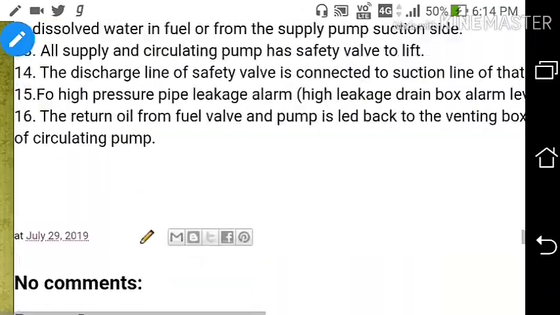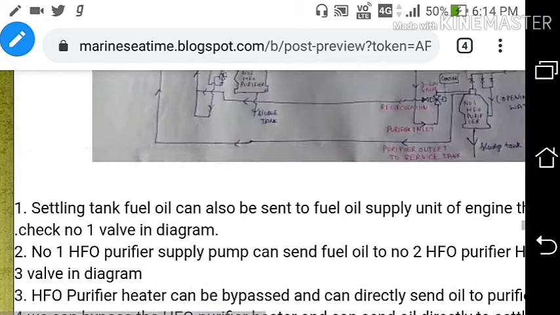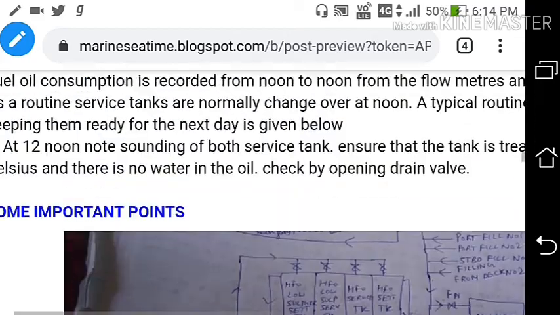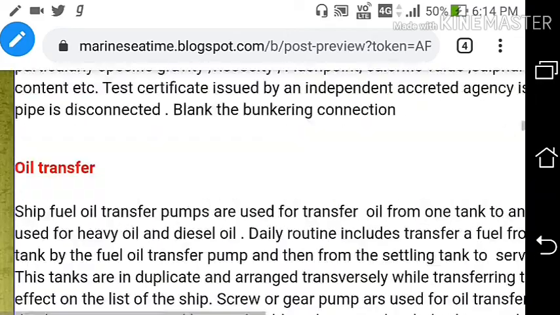So I have explained everything, guys. I will give one PDF. I will give one link below. You can go to that link and find the diagram. So I hope you all understood.